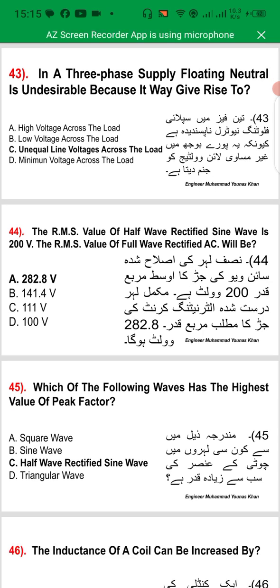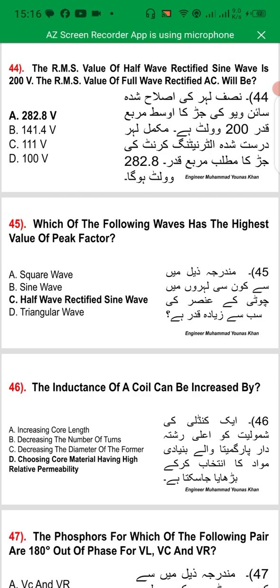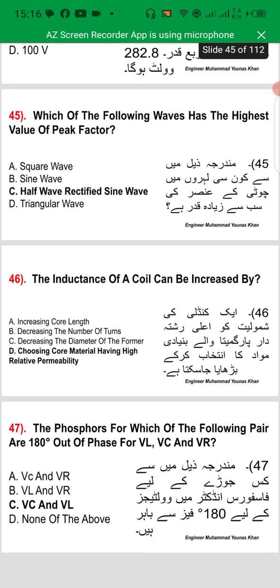In a three-phase supply, floating neutral is undesirable because it gives rise to unequal line voltage across the load. The RMS value of the half-wave rectified sine wave is 20 volt. The RMS value of full-wave rectified AC will be 280 volt.